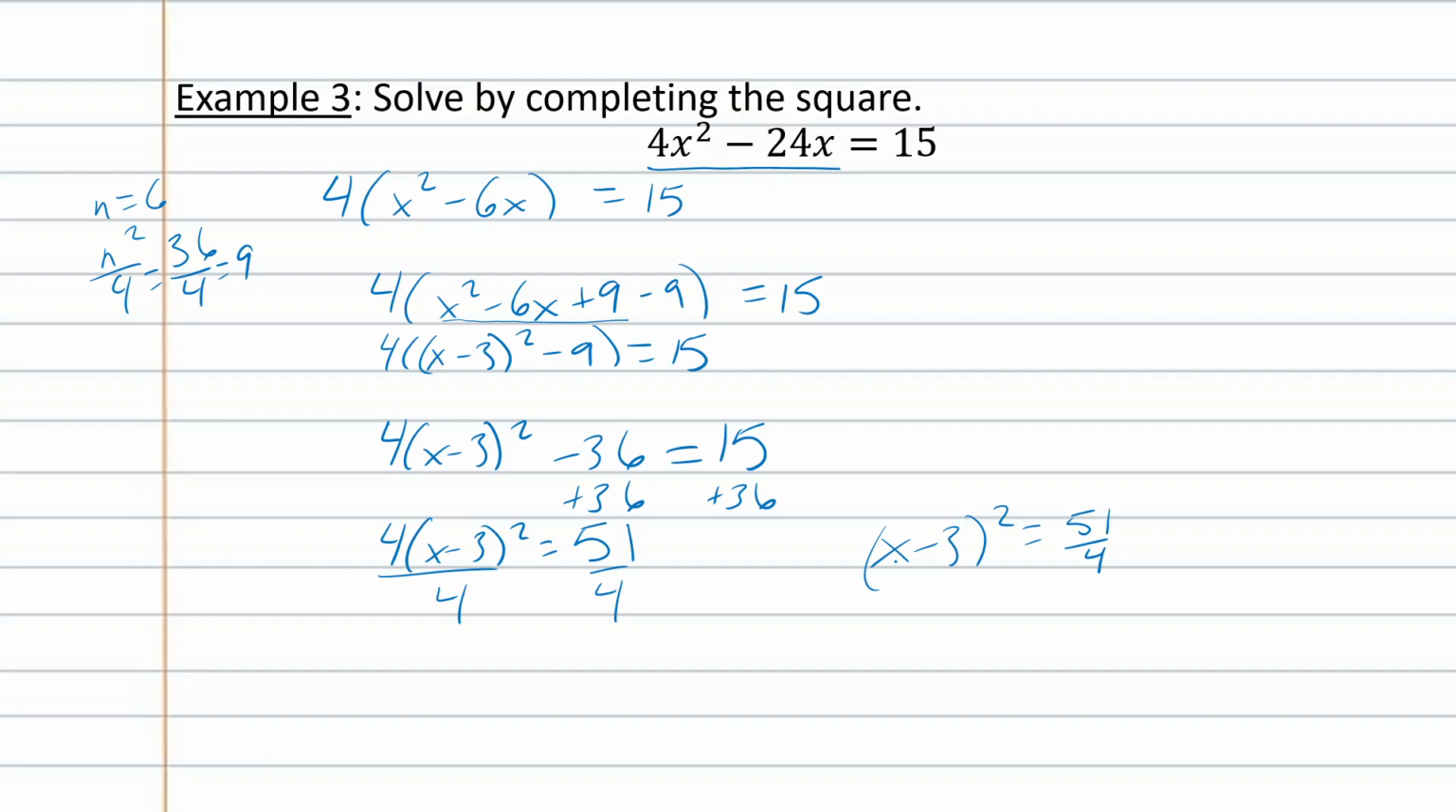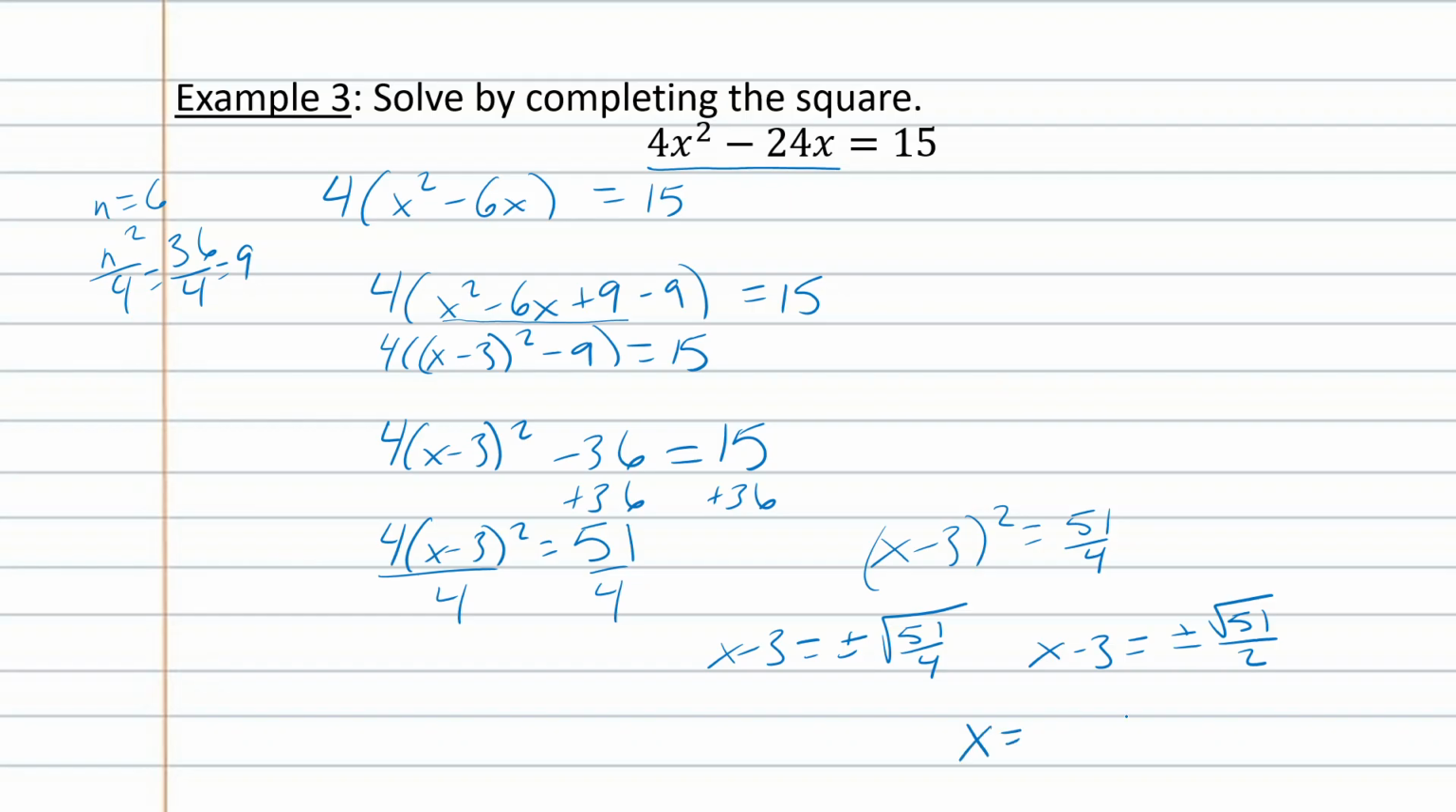12 3/4. Alright, so now we can take the square root of both sides, and we're going to get x minus 3 equals plus or minus the square root of 51 over 4, which you could really write as x minus 3 equals plus or minus the square root of 51 over 2, if you wanted to. 51, I think 3 goes into 51 17 times, but neither of those have a square root that we can really pull out there. Alright, now we can just go and finish solving for the x here.